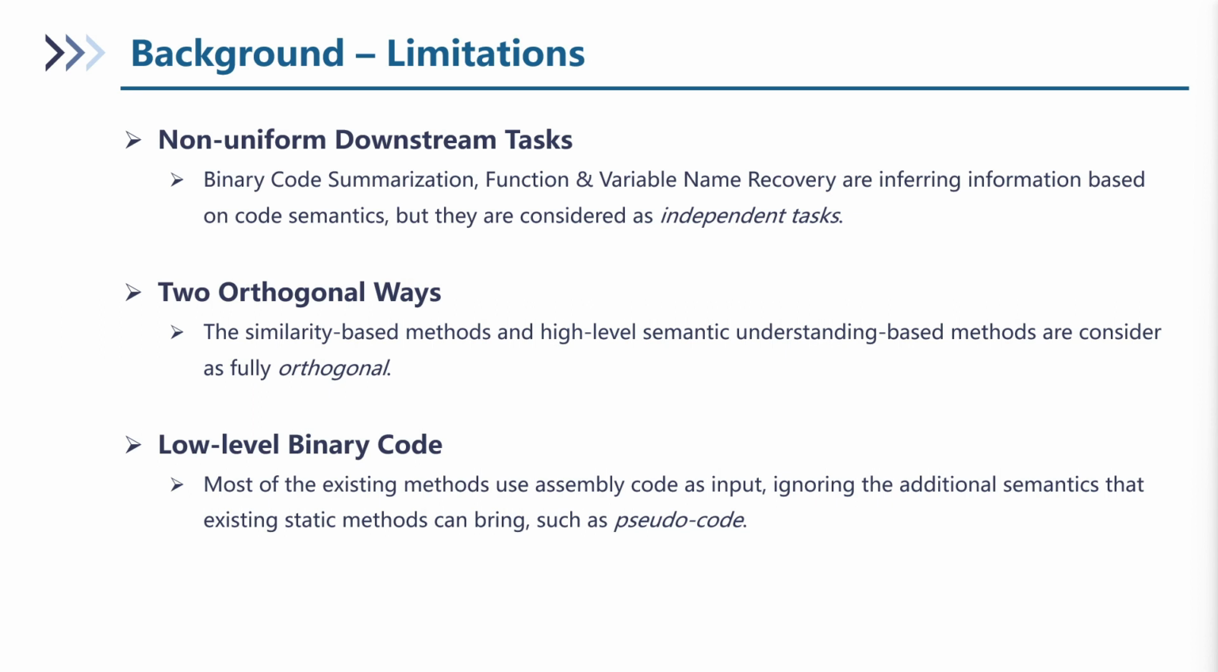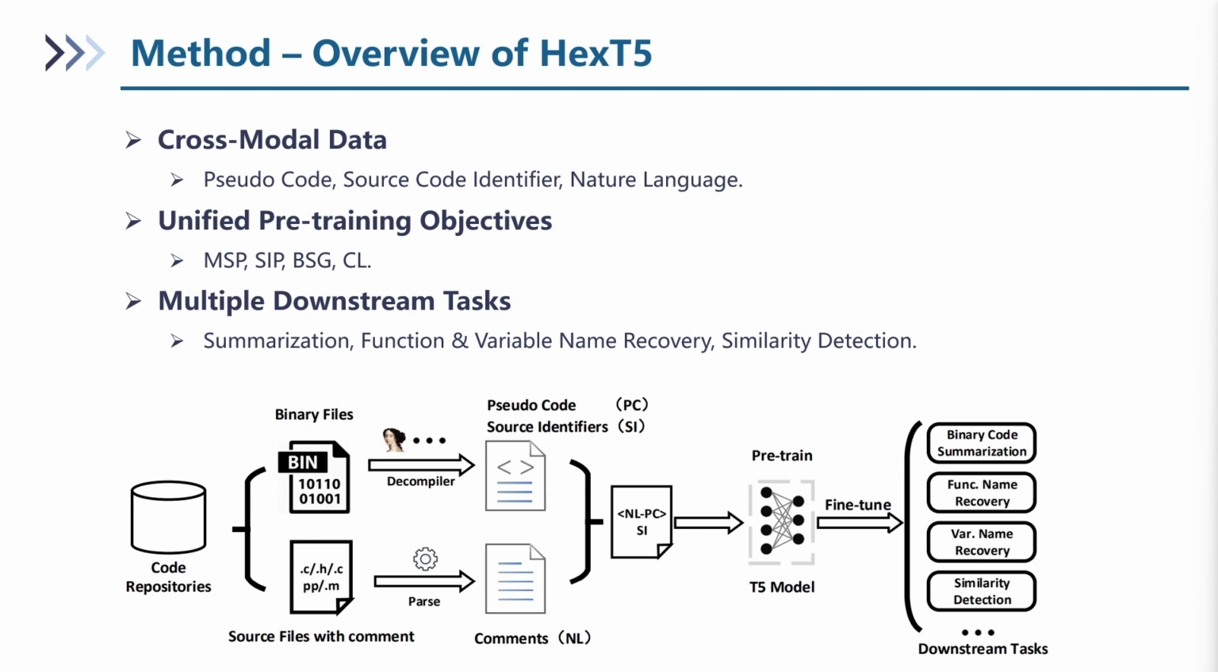And third, most of the existing methods use a low-level representation of binary code as input, such as the assembly code. They ignore the additional semantics that existing static methods can bring, such as the decompiled code. With these problems in mind, in this paper, we propose HexT5, a unified pre-trained model, to seamlessly support both various information inference tasks and similarity-based detection.